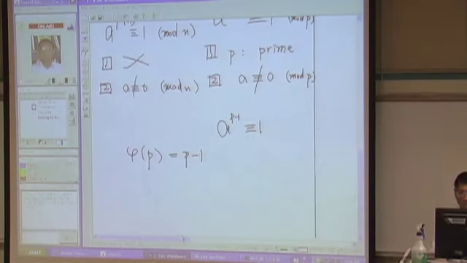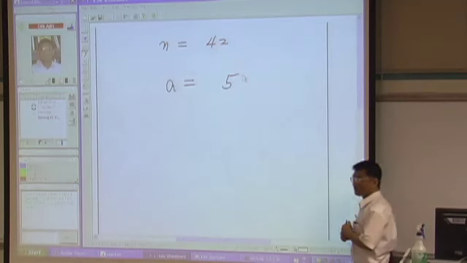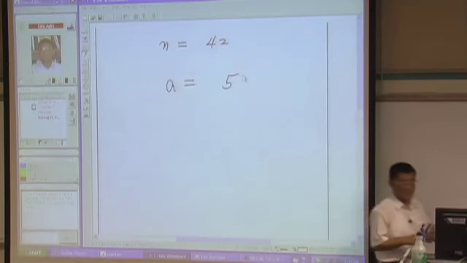But before proving it, let's see an example. Pick any number. Pick any 2 to 3 digit number. I didn't set this up, so you can pick any number n. 42. Then pick any number a which is relatively prime to n. 5, right? 5 is relatively prime to n, right? Do you see it? Then what happens?